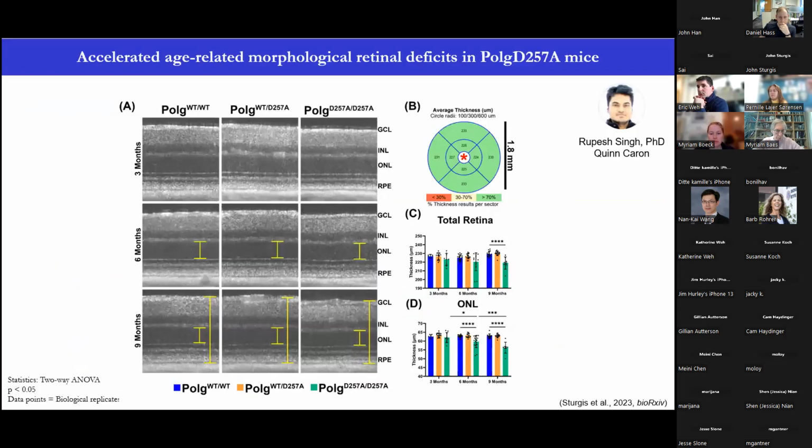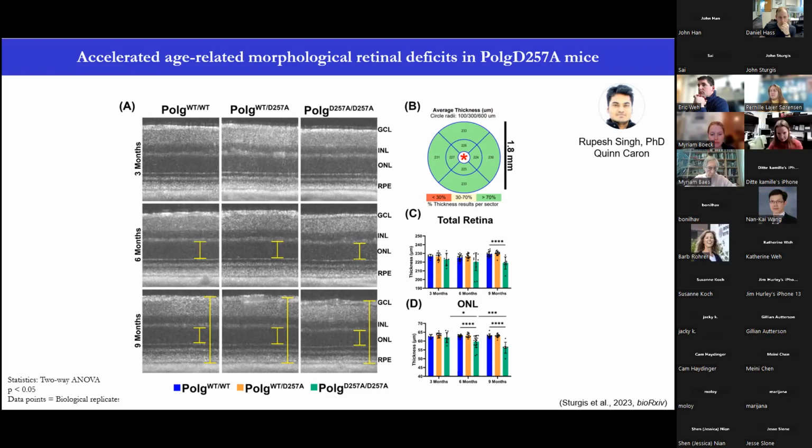When we started breeding these animals and getting mutants at their specific ages, we wanted to start by using some of the in vivo techniques that we have available to us in our department. Our first evaluation of these animals came from the eye image core here, run by Rupesh Singh, where we performed optical coherence tomography to look at a morphological level at what was happening in the mouse retina.